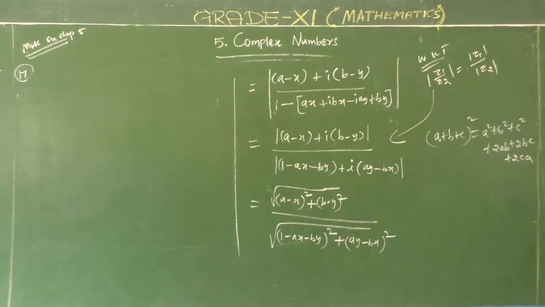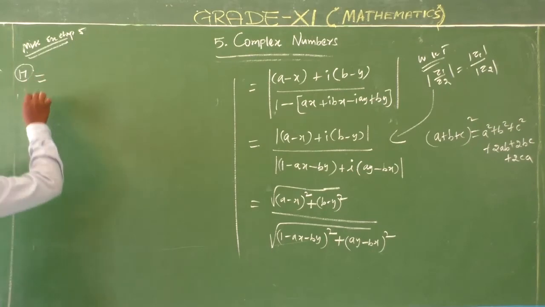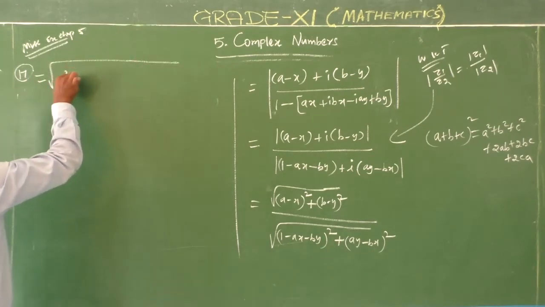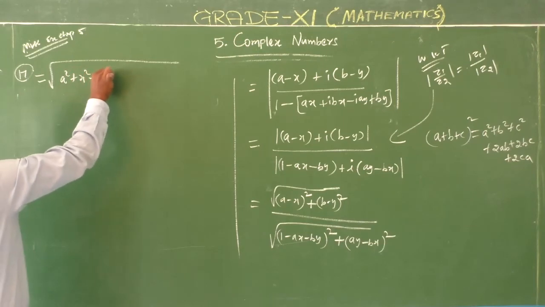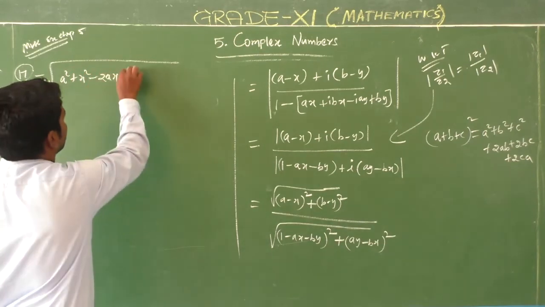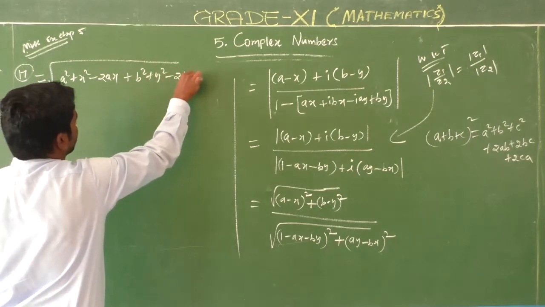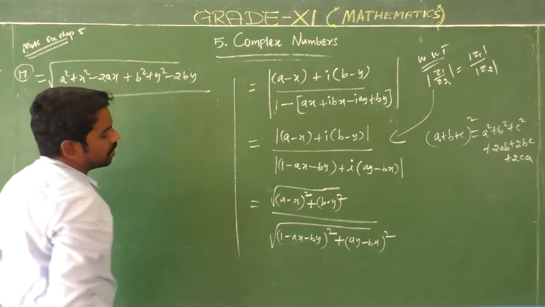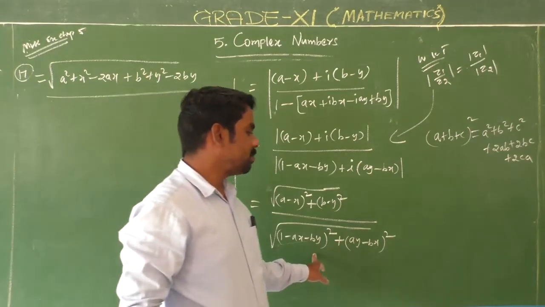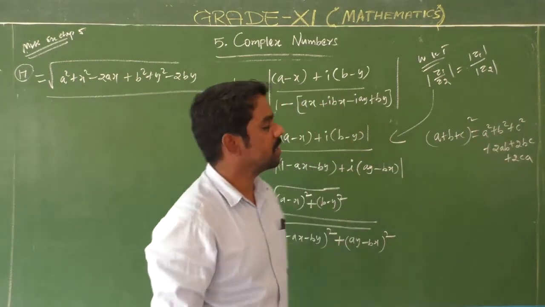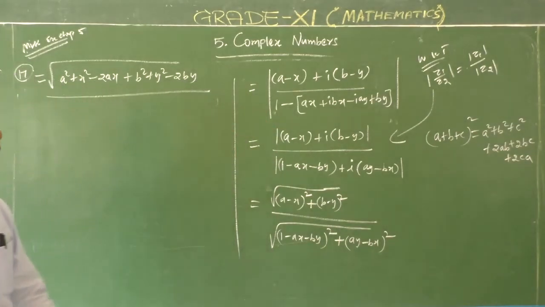Right, simply this is equal to the root of (a minus x) whole square, which is a square plus x square minus 2ax, plus (b minus y) whole square, which is b square plus y square minus 2by, whole divided by the root of 1 minus ax minus b whole square. That is the formula (a plus b plus c) whole square is a square plus b square plus c square plus 2ab plus 2bc plus 2ca.